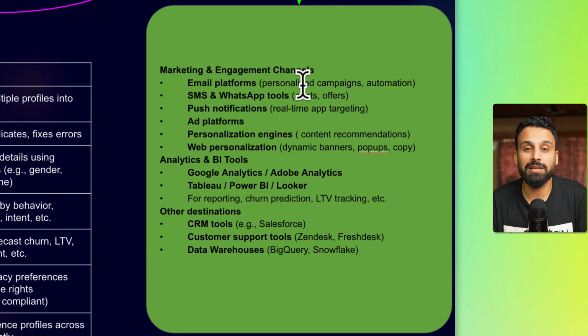Even personalized emails, you can create different kinds of automations, and when a user does this particular thing, when a user is predicted to have this kind of thing, send them an email message. SMS and WhatsApp can be integrated as well. Push notifications on app, on website can be done as well. Personalization engines like content recommendations. You can basically connect your CDP with your website and set up different rules.